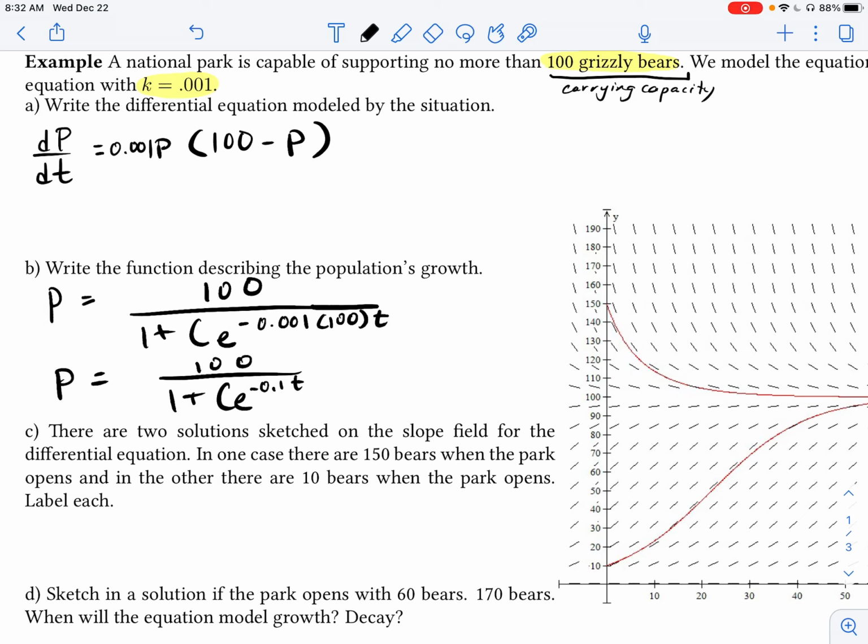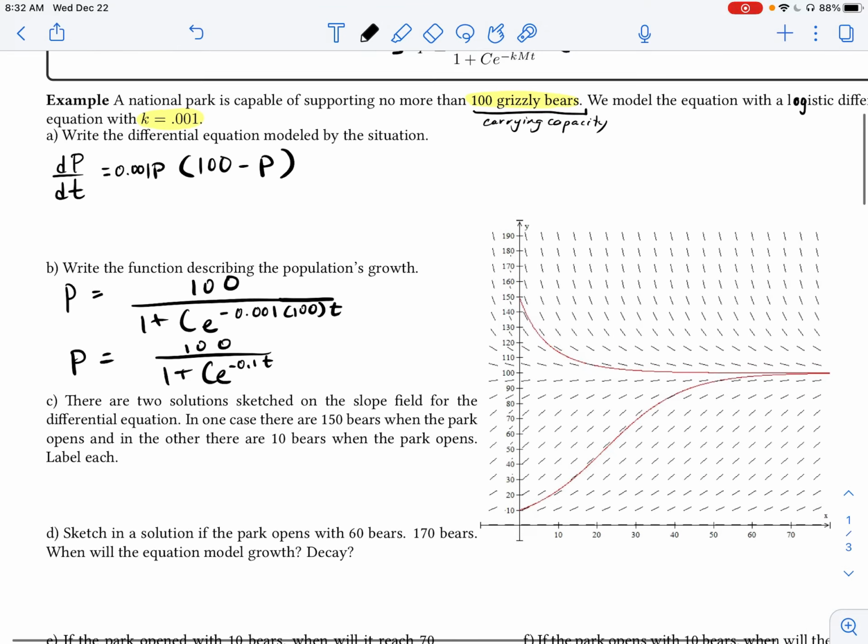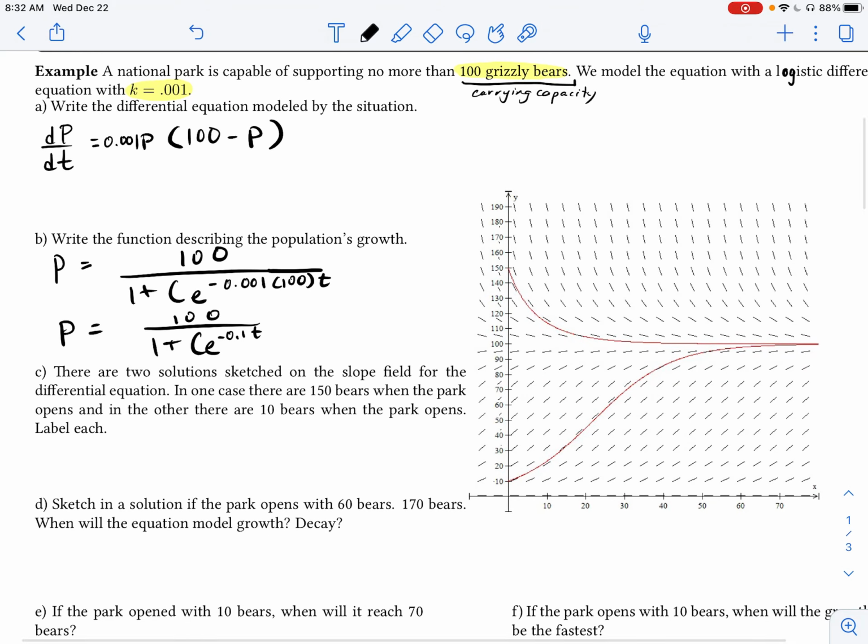Or at any given time, I should say. All right, there are two solutions sketched on this slope field here. And if you're not familiar with slope fields, again, rewatch my video on slope fields. But we see a slope field here, which is, again, just the graph of our differential equation. And we see two different solutions sketched on here.